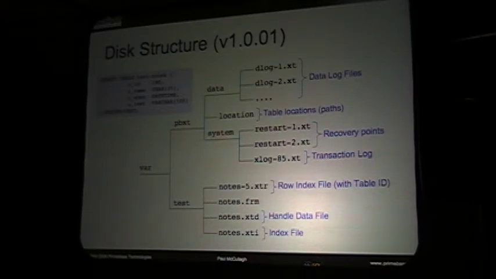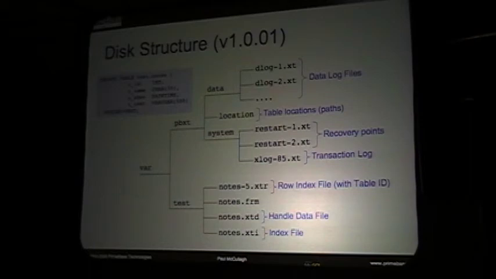And then we have an XTD and XTI file. The XTI file contains all the indexes of the table. That's very similar to the way MyISAM works. And the XTD file is called the handle data file, and it contains 2 things, a bit of data and a bit of control data. And I'll be describing that in a minute, exactly what's in there.